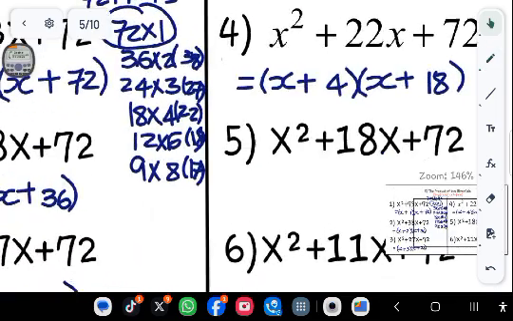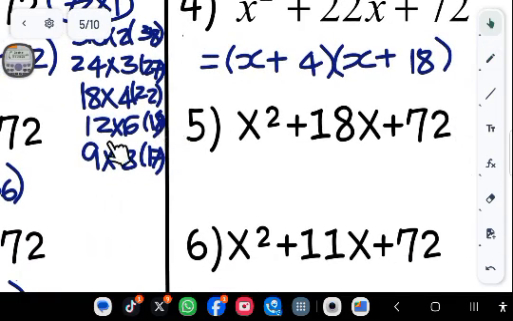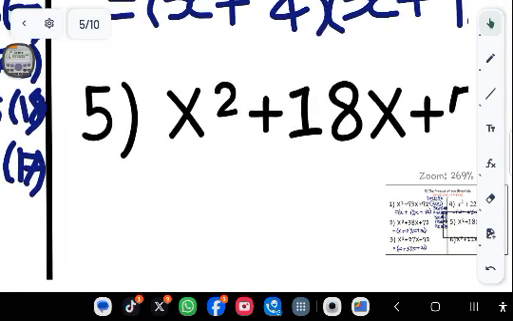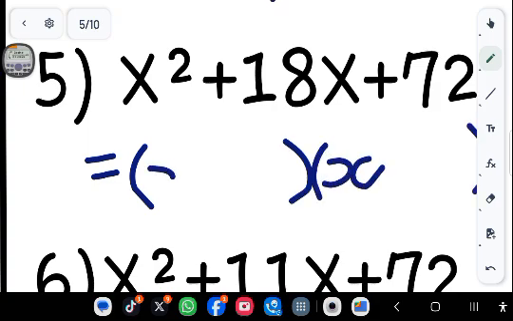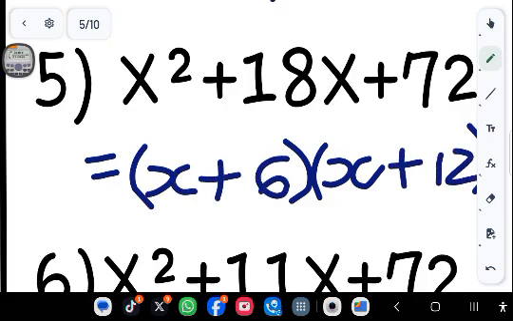Next, we need 18 in the middle, so we must use this combination 12 times 6 because that will give us the correct answer there. x and x, 6 and 12, plus and plus.